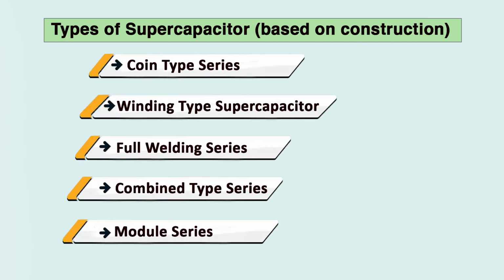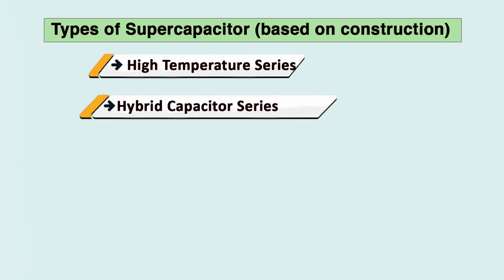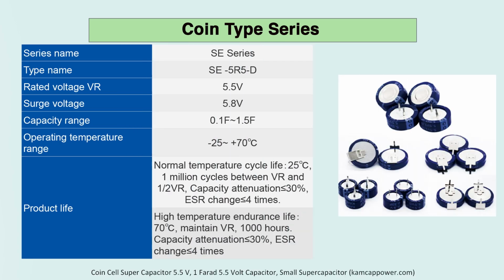So let us see the different types of supercapacitor based on their construction. We have the coin type ultracapacitor, the winding type ultracapacitor, also the full welding ultracapacitor, combined type ultracapacitor, module type capacitor, and high temperature ultracapacitor. In some of the critical applications where high temperature is required, we generally prefer the high temperature ultracapacitor, and similarly we have a hybrid capacitor series. This particular reference I have taken from CAMCAP.